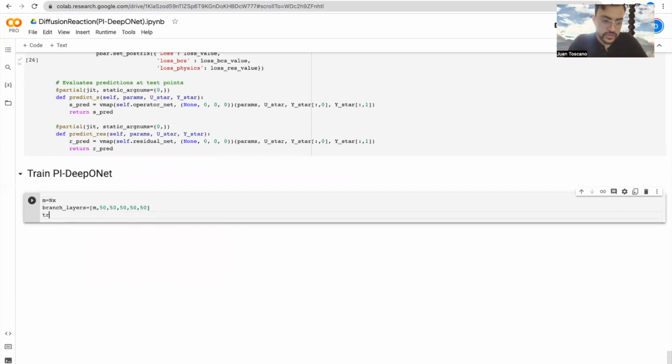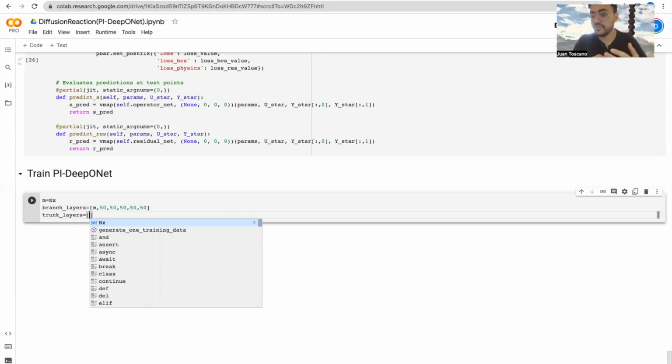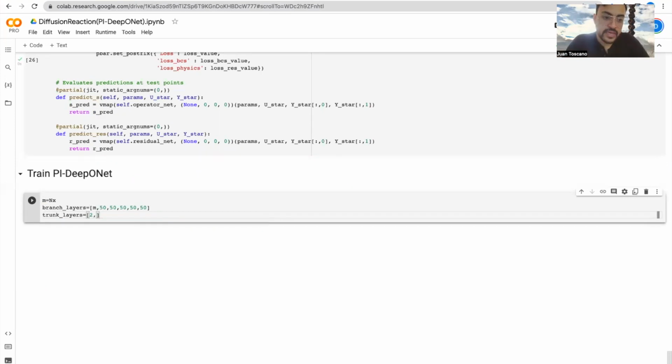Let's do the same for the trunk network. So it would be trunk layers equals, in this case, the number of input variables would be 2, x and time. So it would be 2. I would also make it 5 layers of 50 neurons per layer.